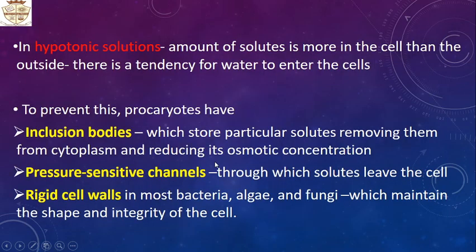So to grow in such environments, microorganisms have certain adaptations. What are they? In hypotonic solutions, where solute is less in the environment and more in the cell, water is more in the environment, less in the cell. So there is a tendency of water to enter the cells. To prevent this, prokaryotes or bacteria have some mechanisms. What are they? First one, they have inclusion bodies. We already know what are inclusion bodies.